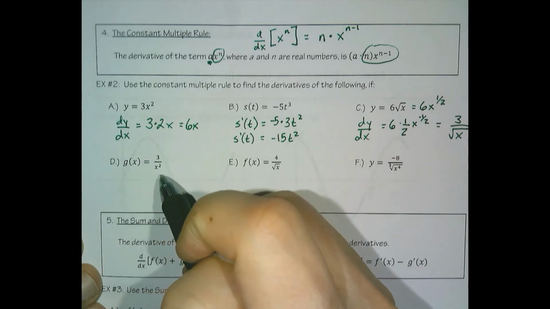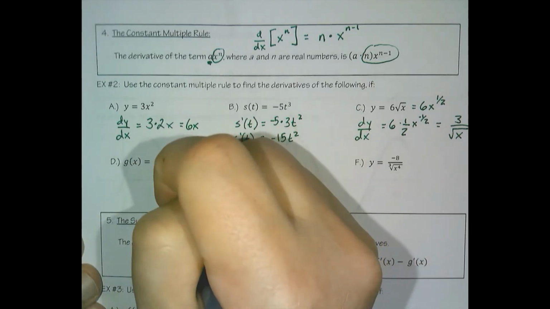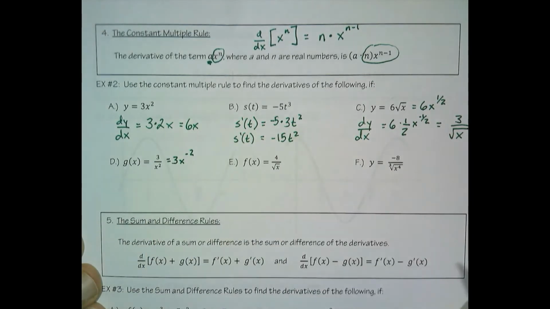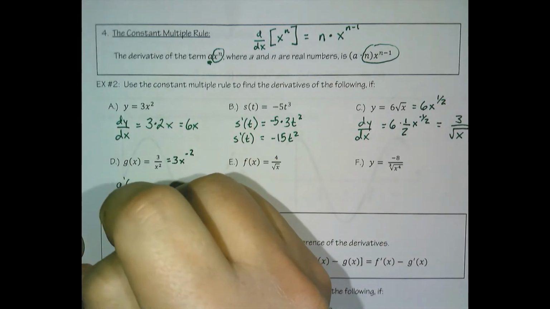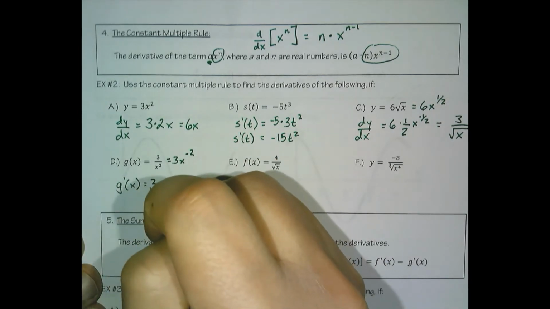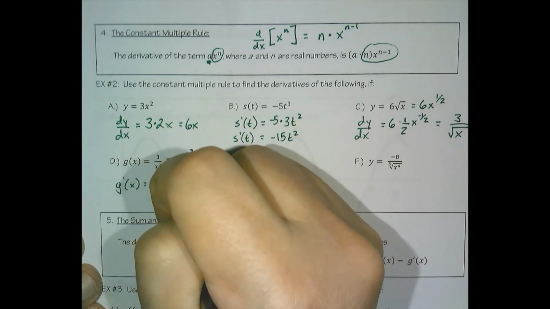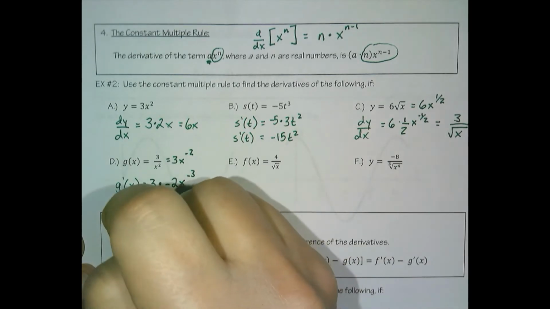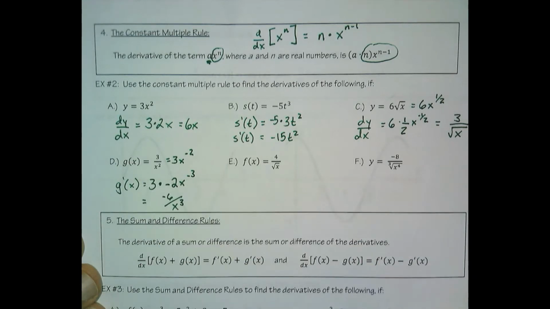Very often we have expressions that don't look like exponents or power rule, but if we rewrite that expression, then we can see the power rule is applicable there. So the constant goes along for the ride, and then we apply the power rule on x to the negative 2, and we get negative 2x to the negative 3. And if we were to simplify this, we'd get negative 6 over x cubed.